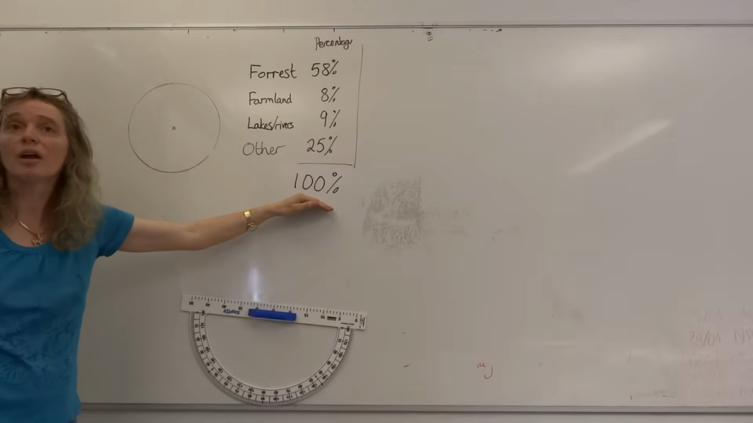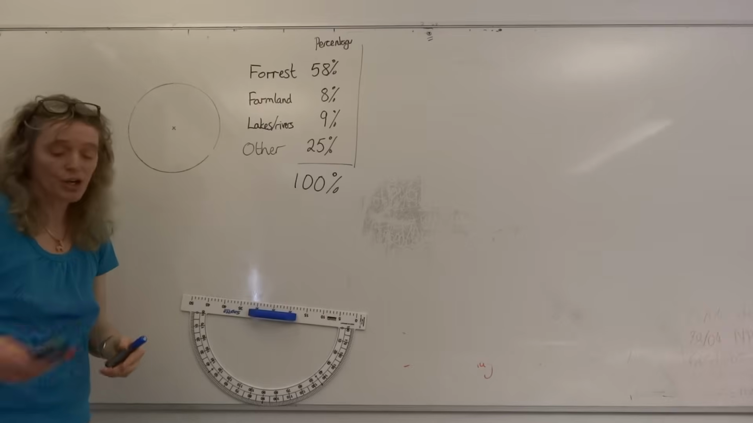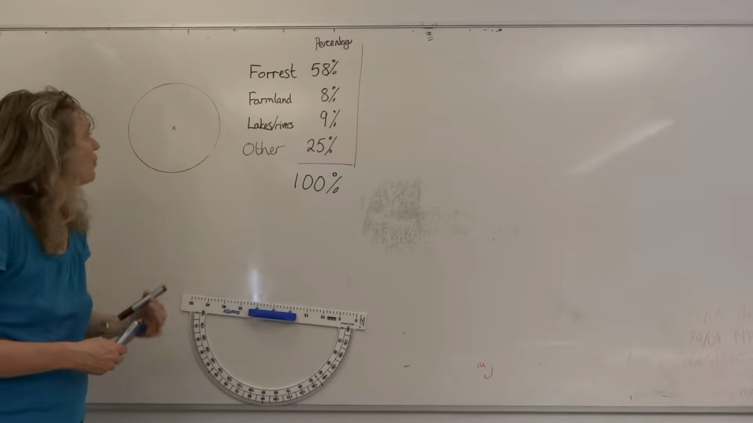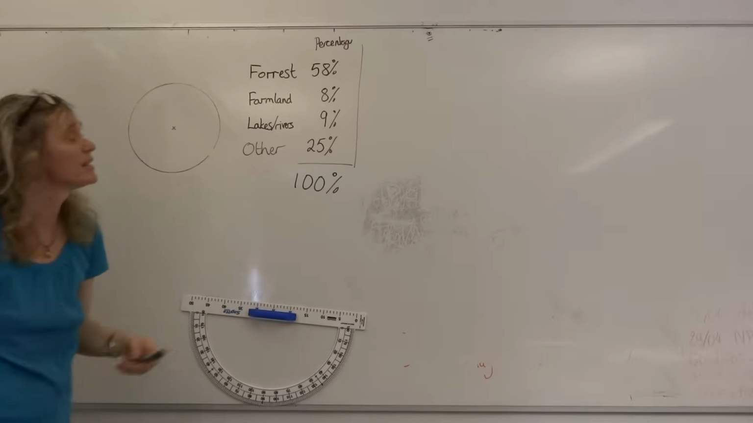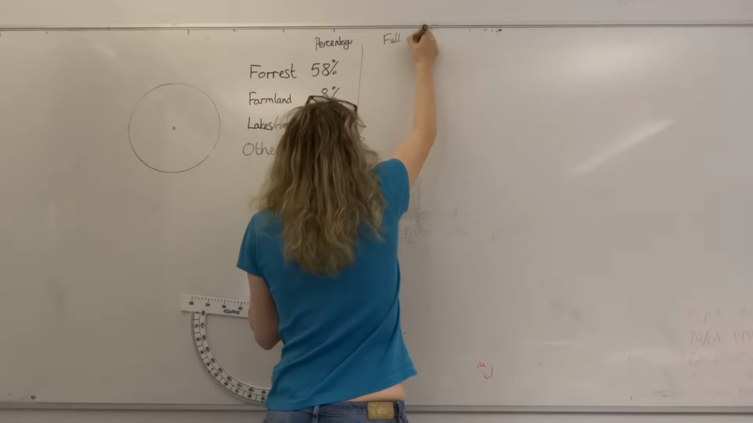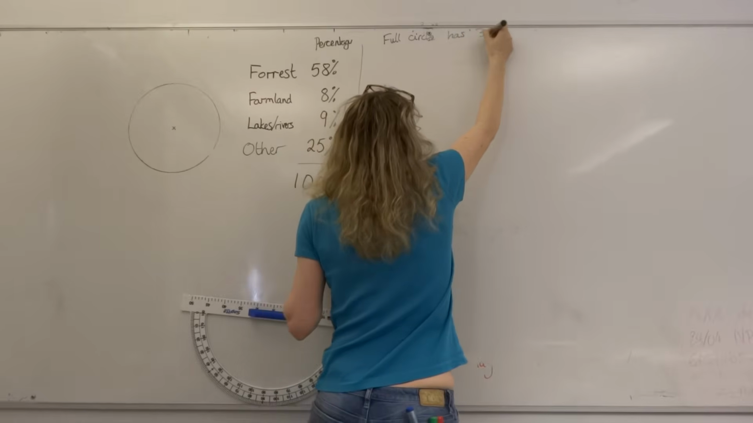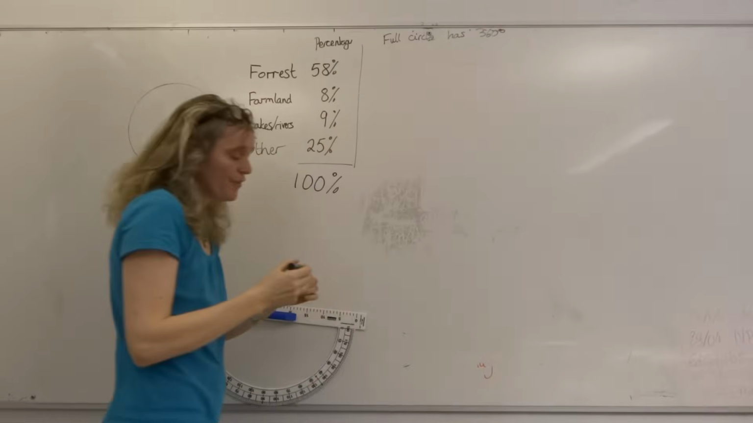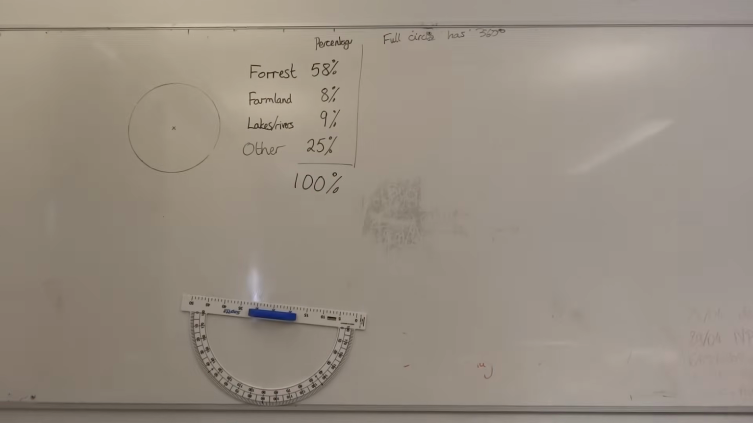Percentage doesn't help us very much to make a pie chart. We need to think about the properties of a circle. We know that if we were to go around the whole circle, if we were to fill this with 100%, we'd have 360 degrees. So our full circle has 360 degrees.